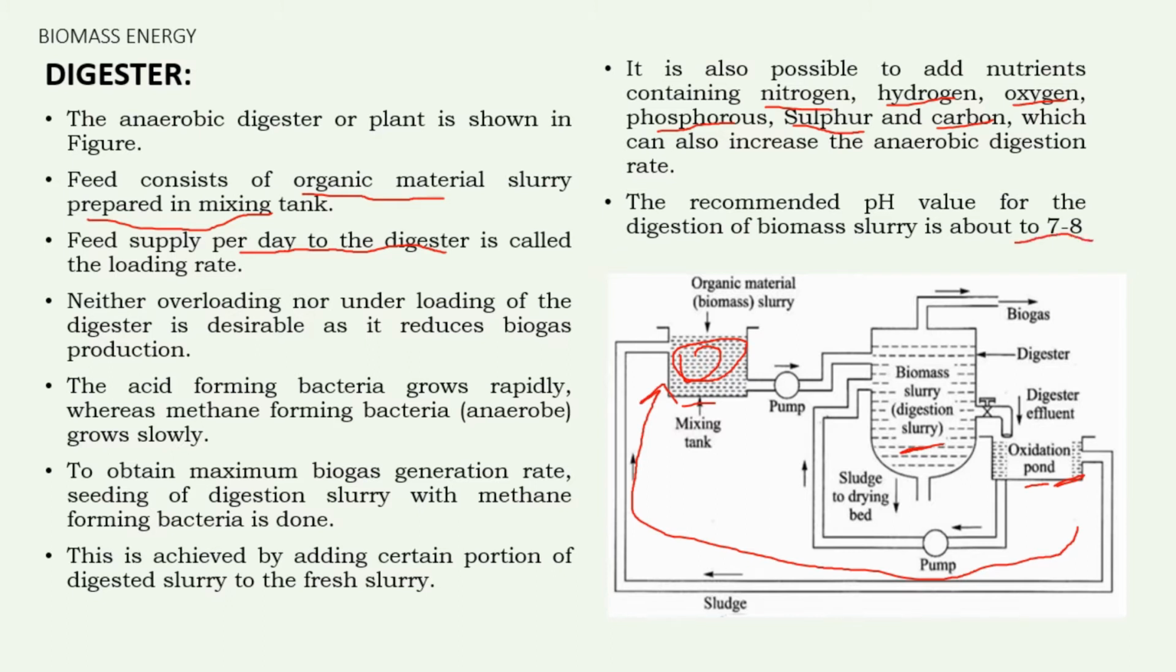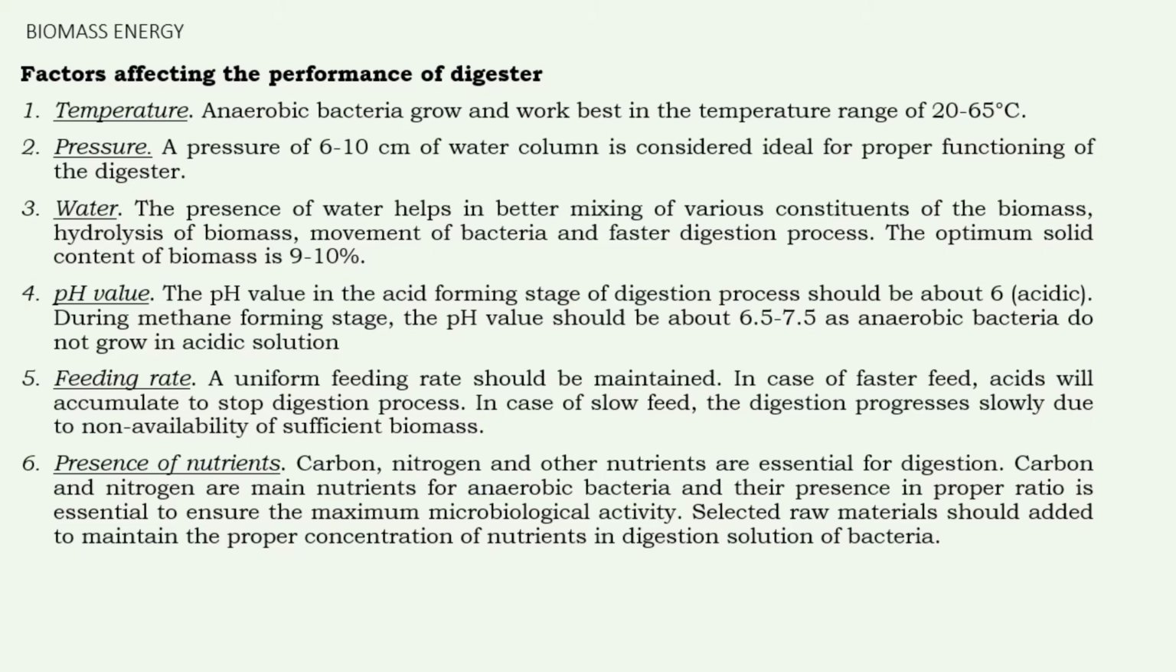In the upcoming slides, we will discuss this digester in detail. Now let's look at the factors that affect the performance of the digester. First one is temperature. Bacteria grow and work best in the temperature range of 20 to 65 degrees Celsius, so it is very important that we maintain the temperature within this range. Second is the pressure. We have to maintain a pressure of 6 to 10 centimeter of water column, which is considered ideal for proper functioning of the digester.